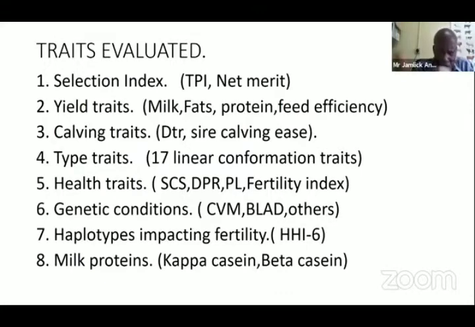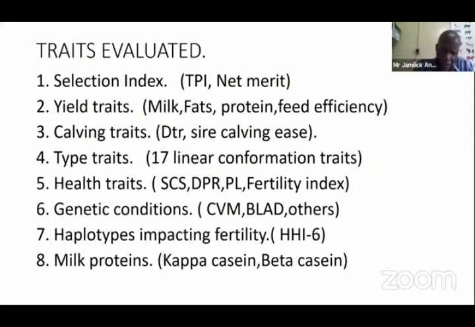The yield traits are what I've just mentioned. Then, of course, there are other traits like calving ease, calving traits, and type traits. There are 17 linear conformation traits which are normally evaluated. We have the health traits, which are becoming very important now through genomics. Some of these traits were there from the indexes developed a long time ago, but some of them took a lot of time and data to come up with meaningful information.